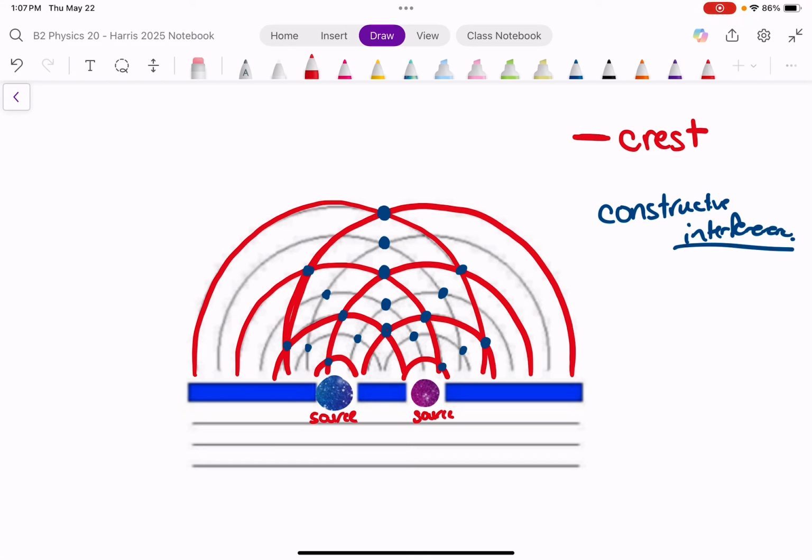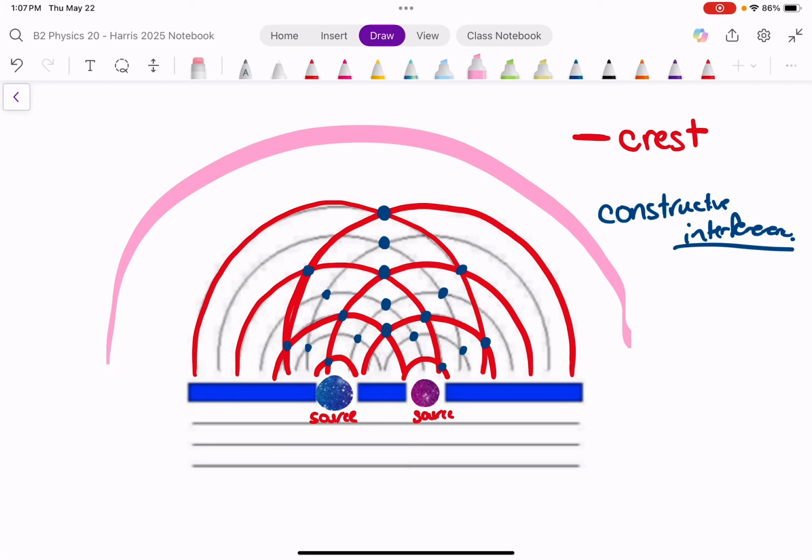However, as it gets farther and farther apart, or as it gets out here, okay, I can see that these spaces are getting a little bit bigger between these crests that are happening at that point. Okay, this is going to affect the frequency of something.